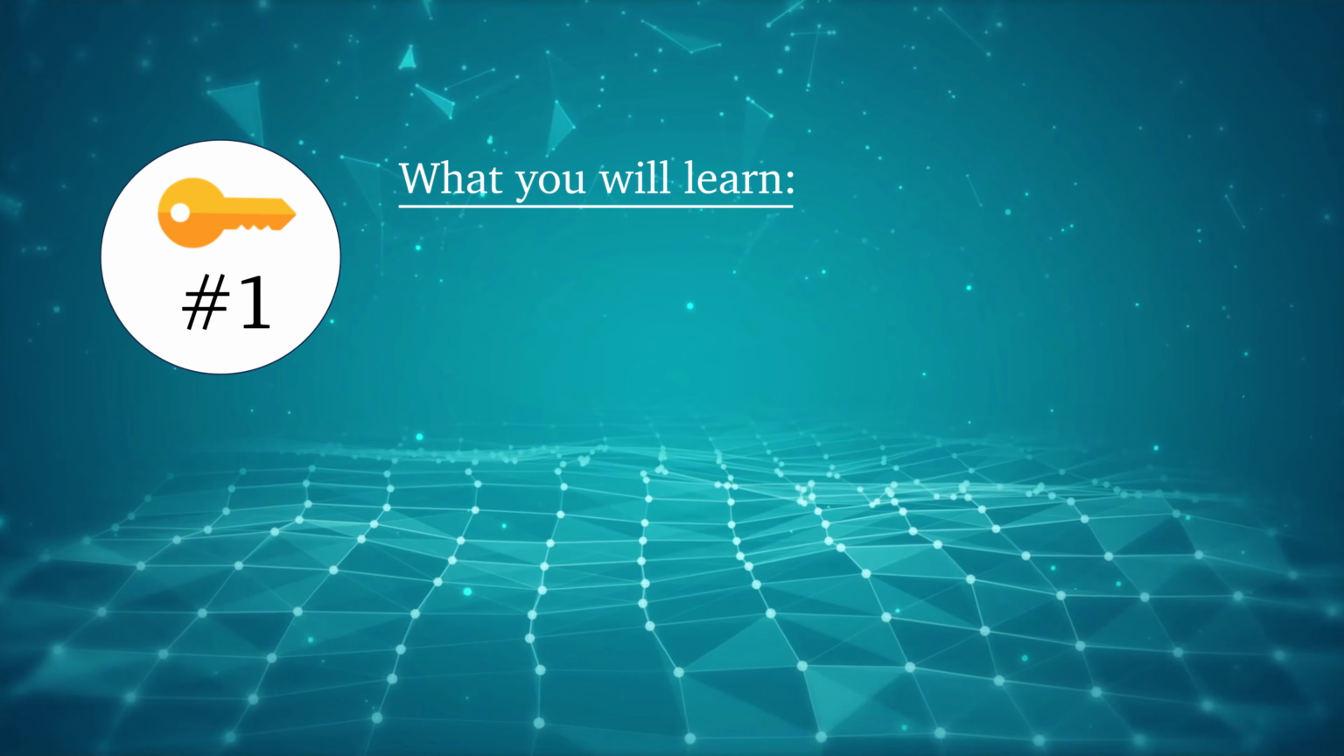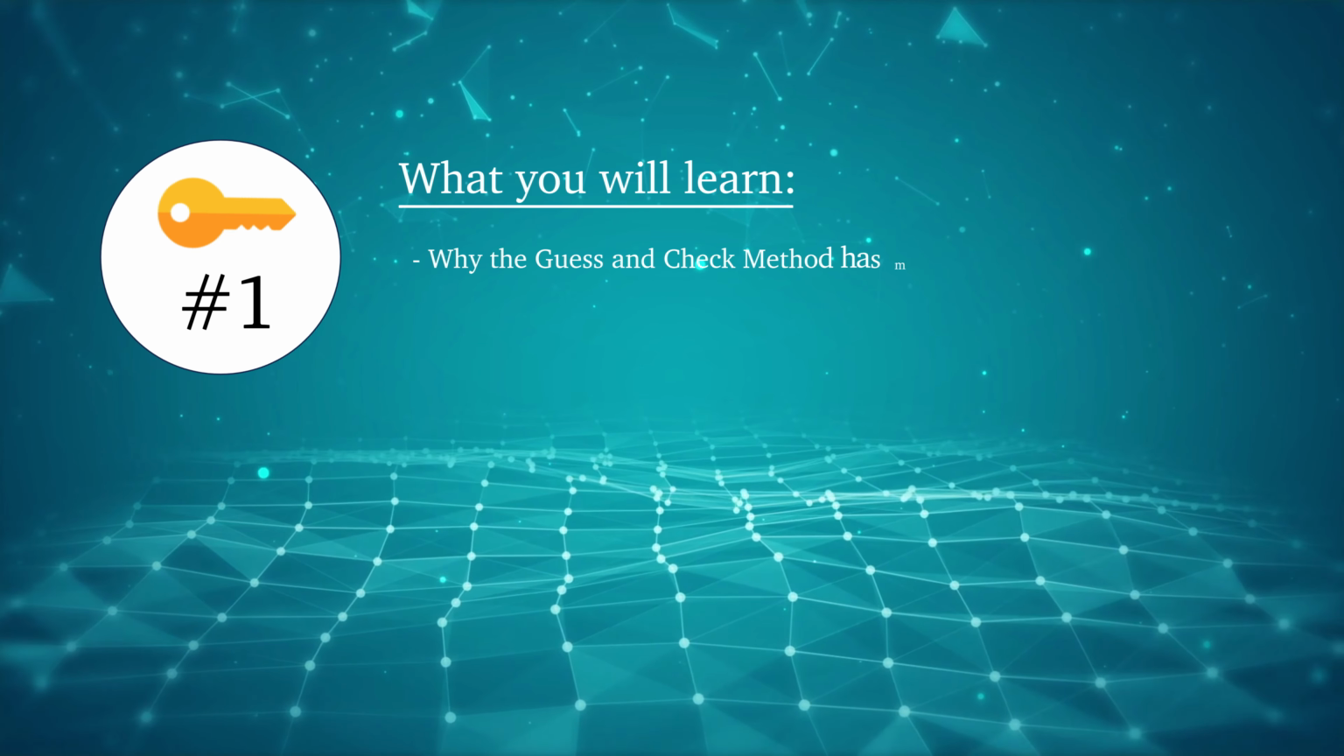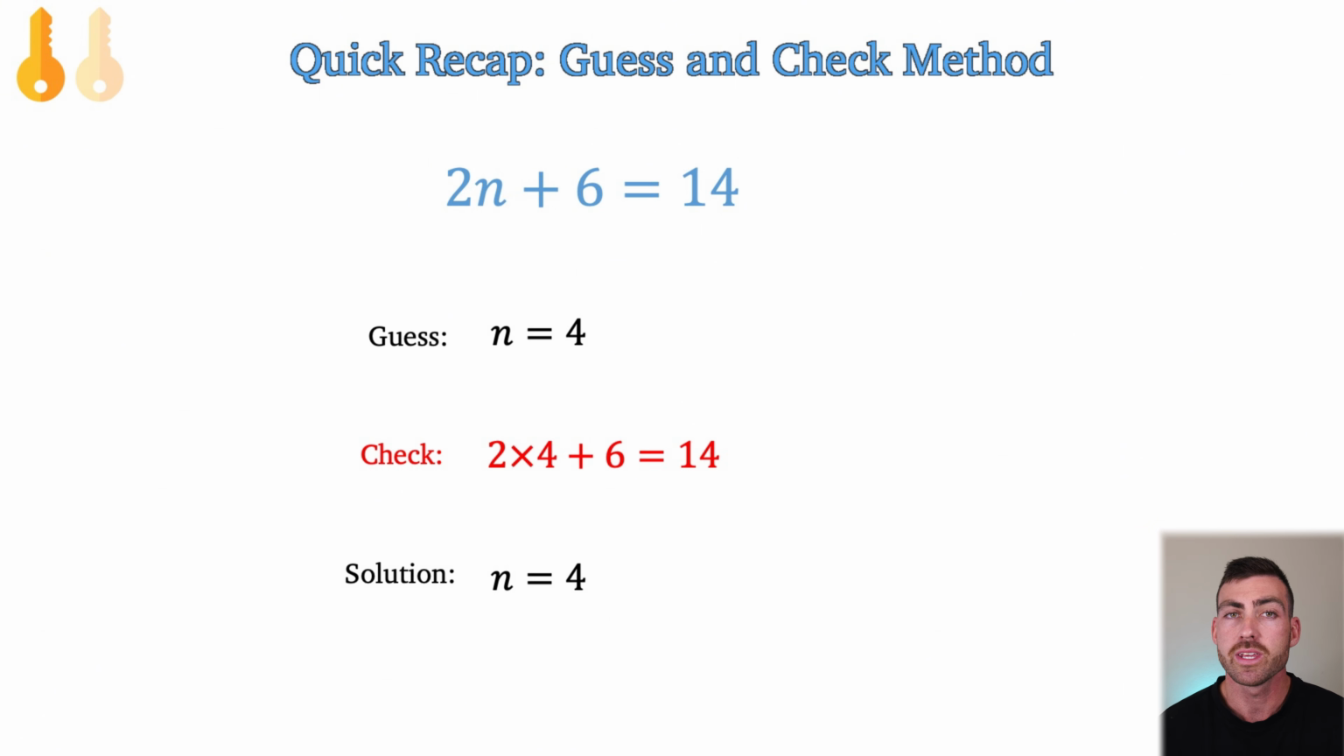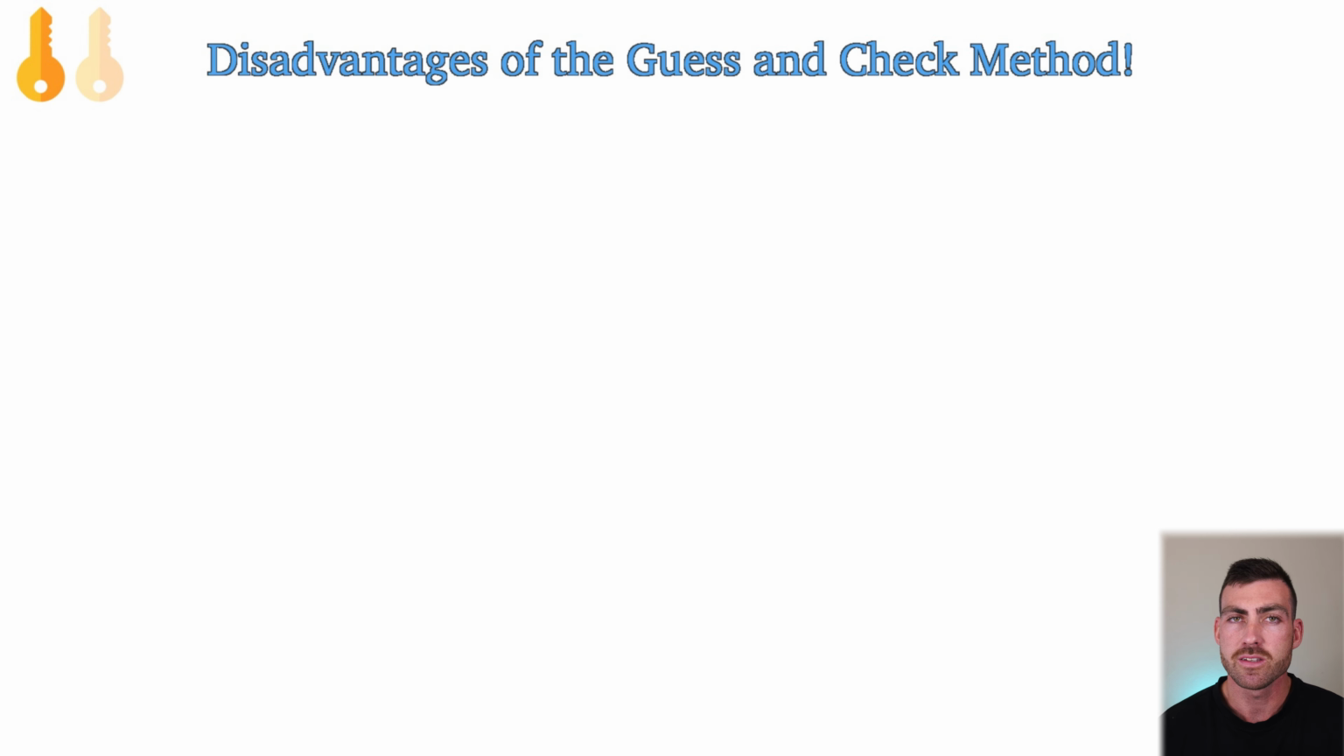In this section, you'll learn why the guess and check method has major flaws. Remember the guess and check method? If we had an equation like this, we could keep guessing and checking numbers until we found the solution, n equals 4. But here's the problem. There are many disadvantages to this method.